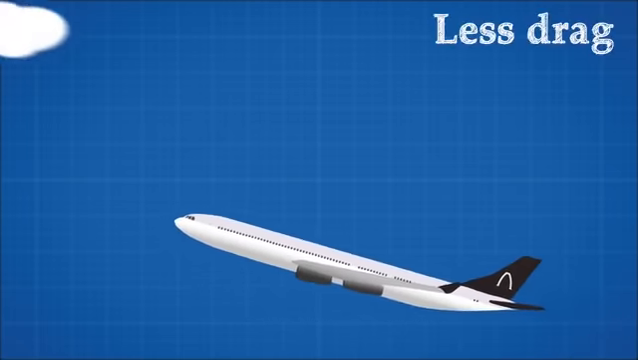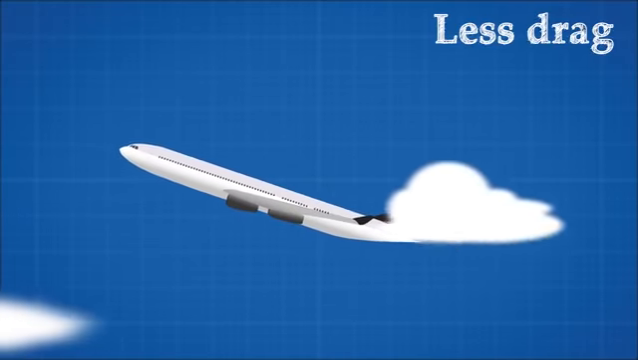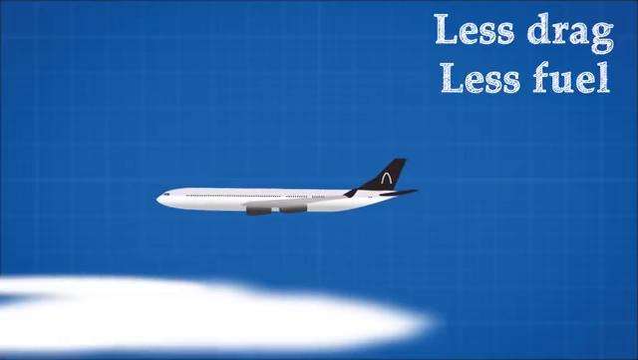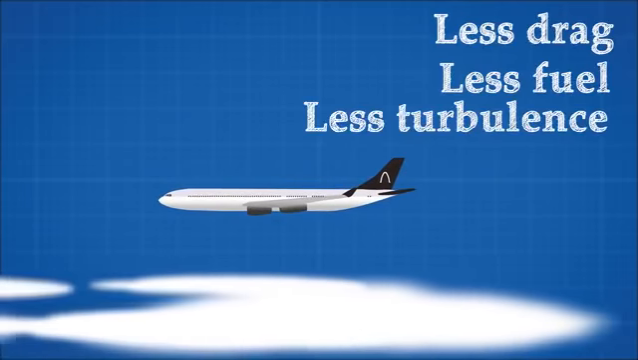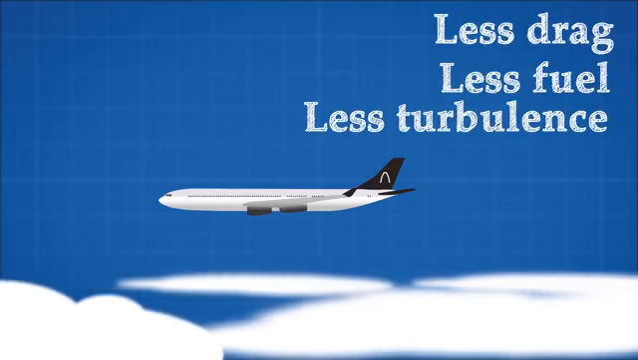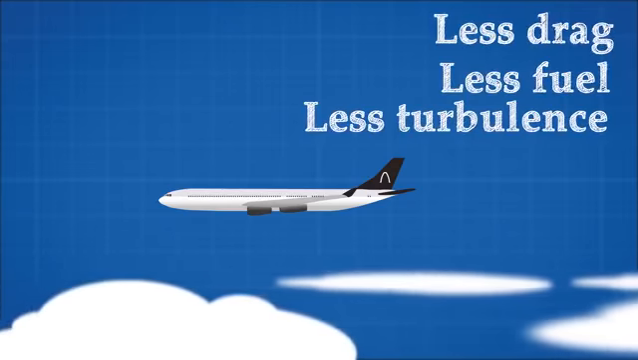Flying high means less drag because the air density is lower in the upper atmosphere, so less fuel is wasted. Flying high also means a more comfortable flight, because the plane can now fly above the turbulent lower atmosphere. But some design changes need to be made to allow this.